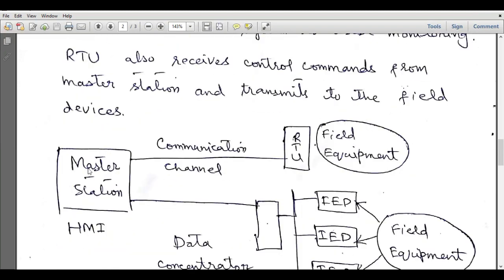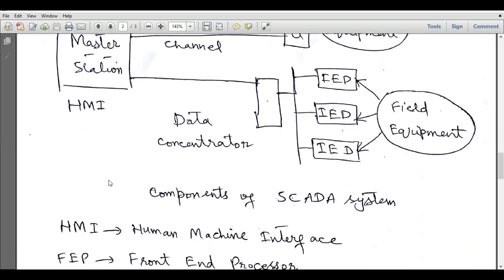You can see here we have a master station, and this is a human machine interface based system. Here there is a communication channel which will pass the information to the RTU, and the RTU is interfaced with the field equipment. So it can transmit data to the field equipment, and it can get data from the field equipment and propagate it to the master station.